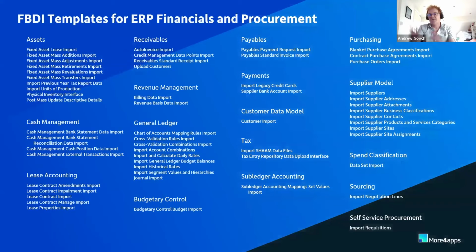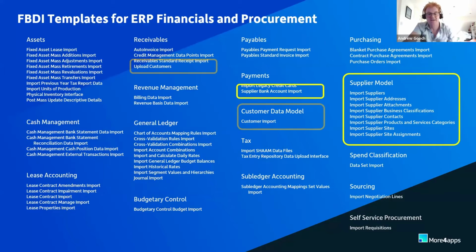So FBDI support in Cloud Fusion, it's pretty broad actually. This is a list of templates available across the finance and procurement sectors, if you like. It's not actually 100% everything. I had to shift some things off to fit it on the slide, but you can see there's a lot there, and relevant to today's discussion are these ones here. So the yellow ones are part of the supplier setup, and the orange ones are customers.